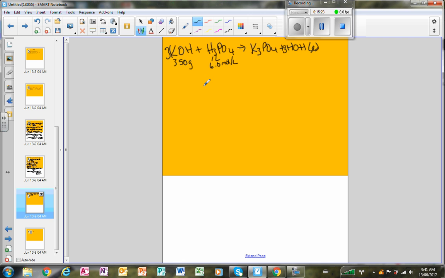So first things first, we need to calculate out the number of moles for each reactant. So we have 350 grams of KOH. We're going to divide that by the molar mass. And you're going to make sure that you identify where those moles came from. And figuring out the number of moles for phosphoric acid.